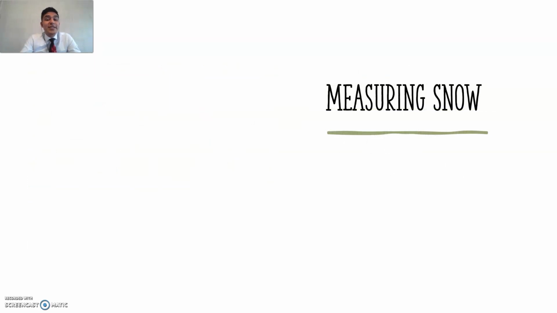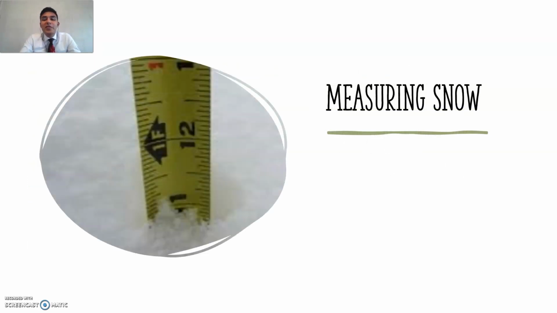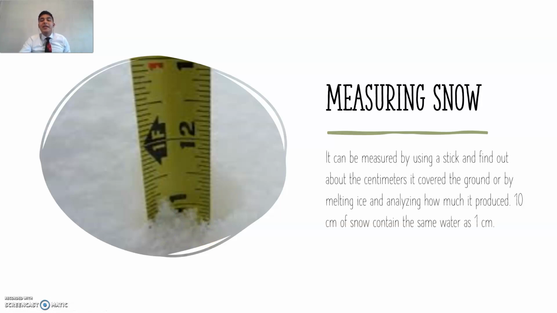Now we have measuring snow. So measuring snow is something very simple. So since there is supposed to be like a layer of snow from the ground to the top, then you can use a measuring tape like this one right here in order to measure how many centimeters went above. So let's continue. There you go. So it can be measured by using a stick, or in this case, a tape measure, and find out about the centimeters it covered the ground, or by melting ice and analyzing how much water it produced.